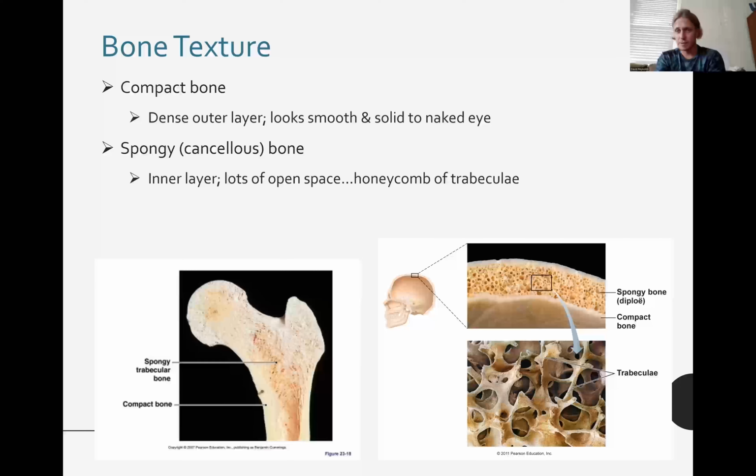All right, the next thing I'm going to talk about. Before I move on, like I said, most of the quiz is going to be on that information, but there still could be questions on the rest of this stuff too. Next thing we talk about is bone texture.